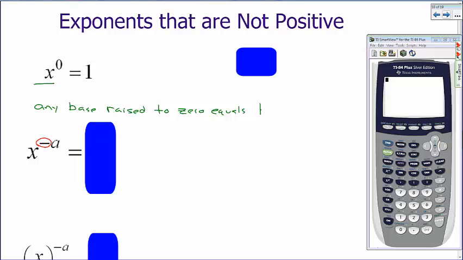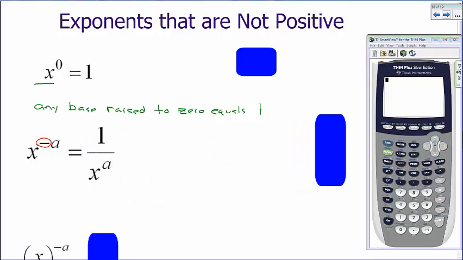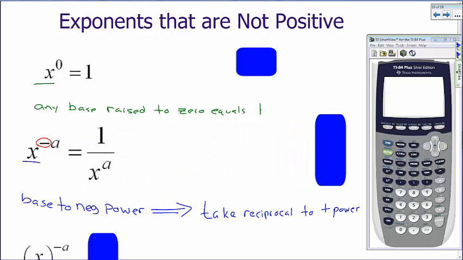The second case is a base raised to a negative exponent. The equivalent value will be the reciprocal of the base raised to the positive power of the exponent reflected. In other words, x raised to the negative a will be equal to 1 over x to the positive a as shown.